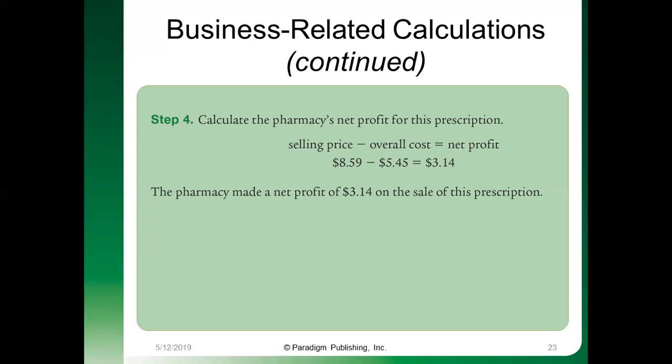Now calculate the pharmacy's net profit from this prescription. The selling price minus the overall cost will give us the net profit. The selling price we found out was $8.59, minus our overall cost, which was $5.45, will give us $3.14. So the pharmacy made a net profit of $3.14 on this prescription.